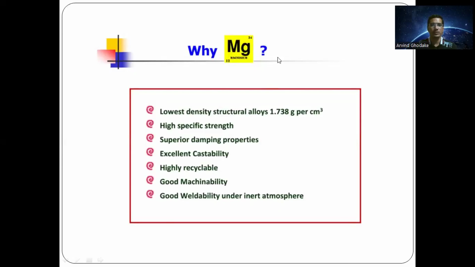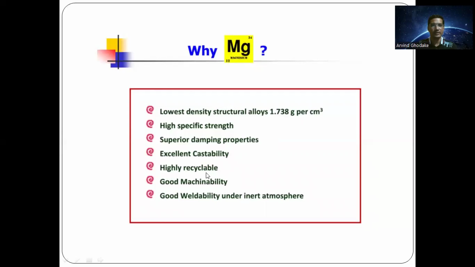Then why is magnesium used commonly? Because it has the lowest density among structural alloys, 1.738 gram per centimeter cube. Then it has a high specific strength. Then it has superior damping properties, that is, it can absorb vibrations. Then it has excellent castability.